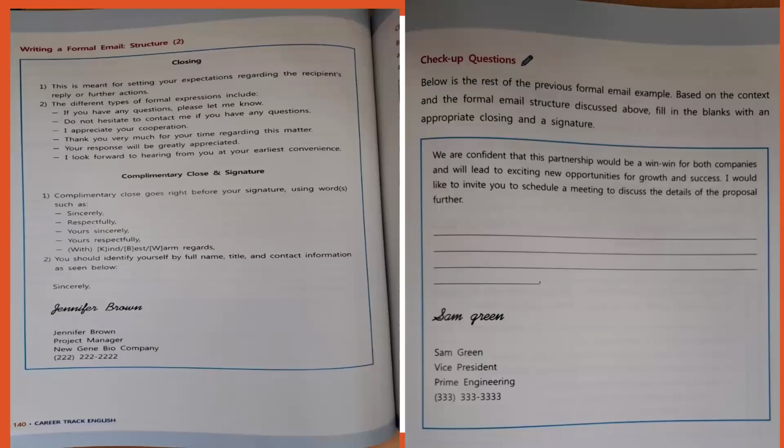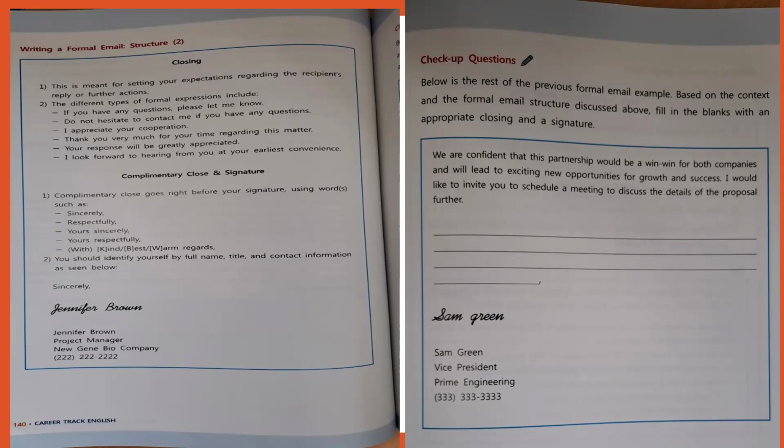Page 140. Writing a formal email, structure 2, closing. Number 1. This is meant for setting your expectations regarding the recipient's reply or further actions. Number 2. The different types of formal expressions include, if you have any questions, please let me know. Do not hesitate to contact me if you have any questions. I appreciate your cooperation. Thank you very much for your time regarding this matter. Your response will be greatly appreciated. I look forward to hearing from you at your earliest convenience.